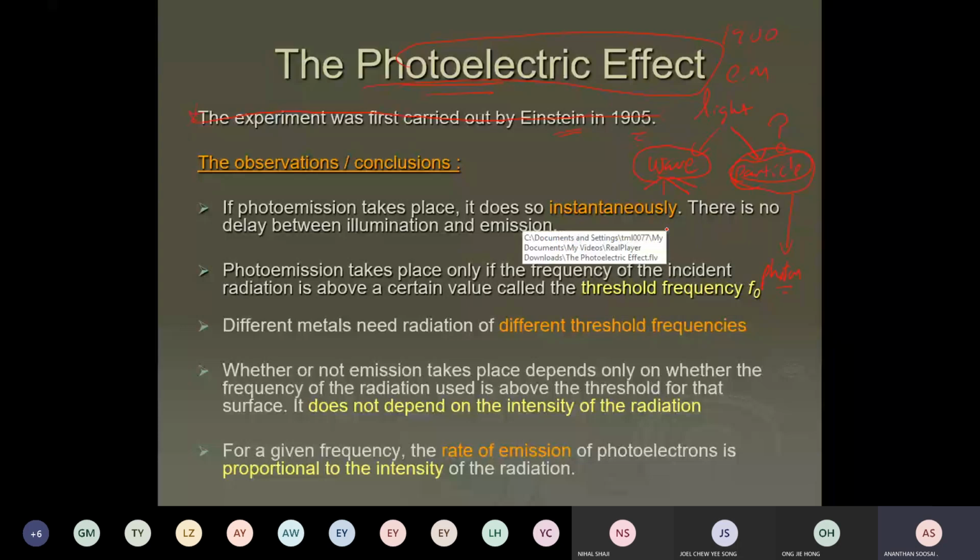Okay, now let's see how we explain this. That's our discussion now. Please focus on how Einstein explains the photoelectric effect. This is Einstein's theory.